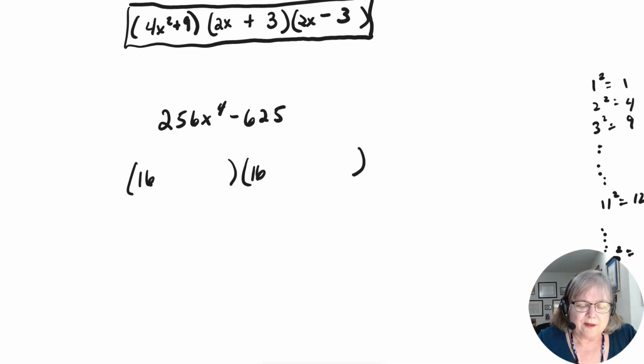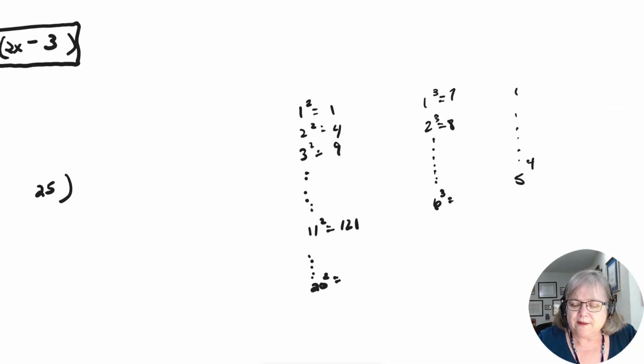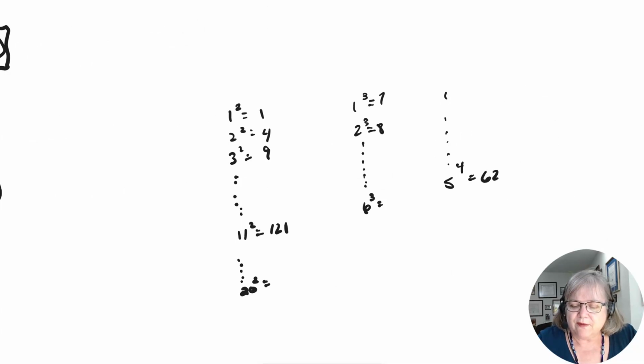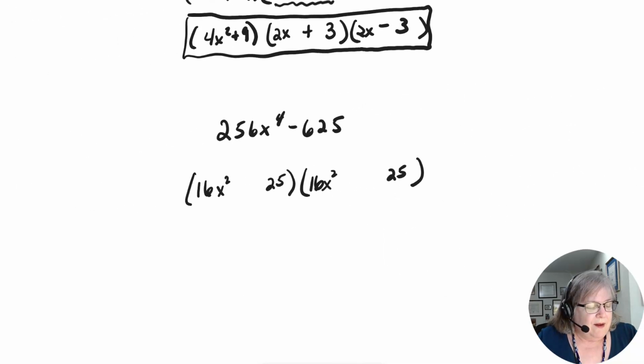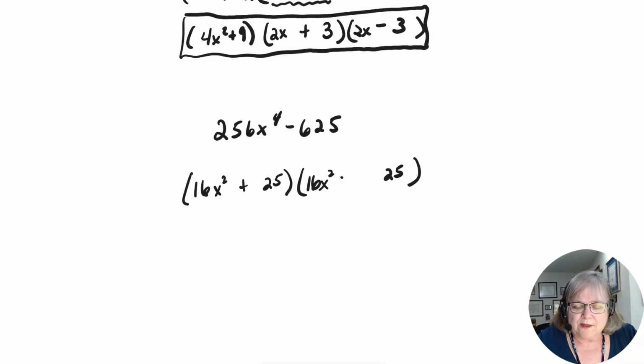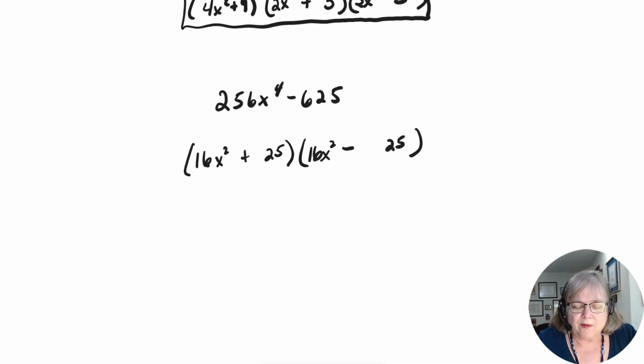What did you square to get x to the fourth? X squared. What did you square to get 625? Okay, because 5 to the fourth is 625. So if 5 to the fourth is this, then 5 squared is the square root of this one. All right. And one's plus and one's minus. And so there's nothing in common between the 16x squared and the 25, but it is the sum of two squares, so it does not factor any further.